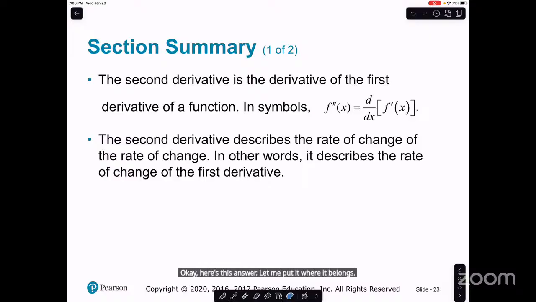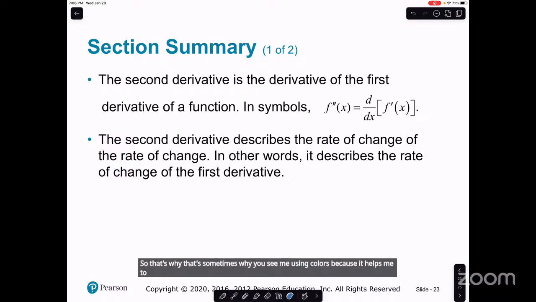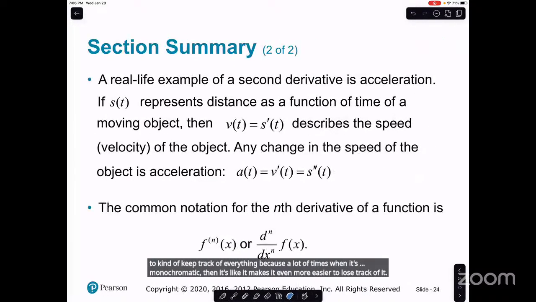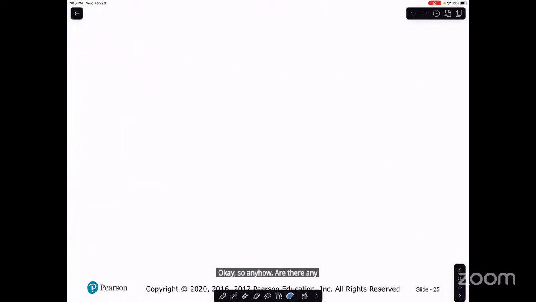All right, and so that's sometimes why you see me using colors, because it helps me keep track of everything. Because a lot of times when it's monochromatic, it makes it even easier to lose track of it. Okay, so anywho, are there any burning questions before we go our separate ways?